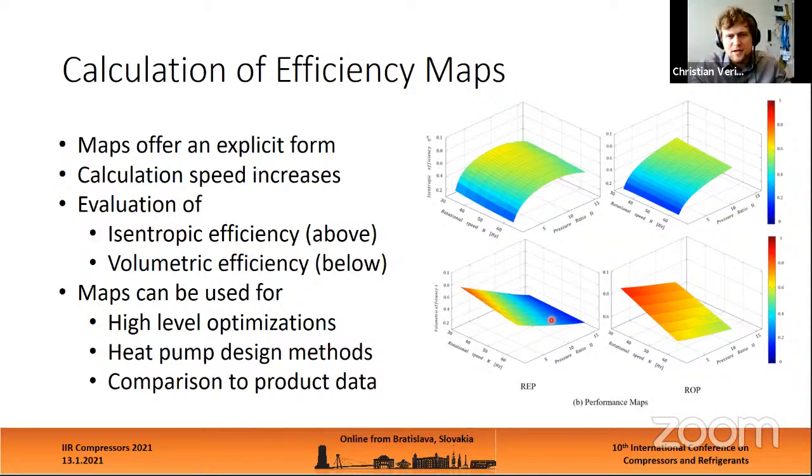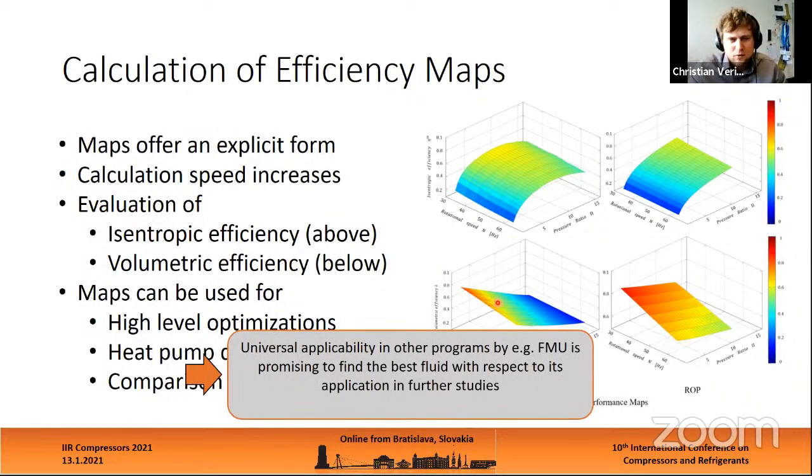And with these maps, we can now go to high-level optimization processes, or we can go for heat pump design methods, or we can even compare it to product data. And if we compare it and say our map was valid, we can make little changes in the compressor, which was modeled in a very detailed way. And we can compute the changes in efficiency by changes in geometry, which is quite comfortable to optimize our processes with respect to different fluids.